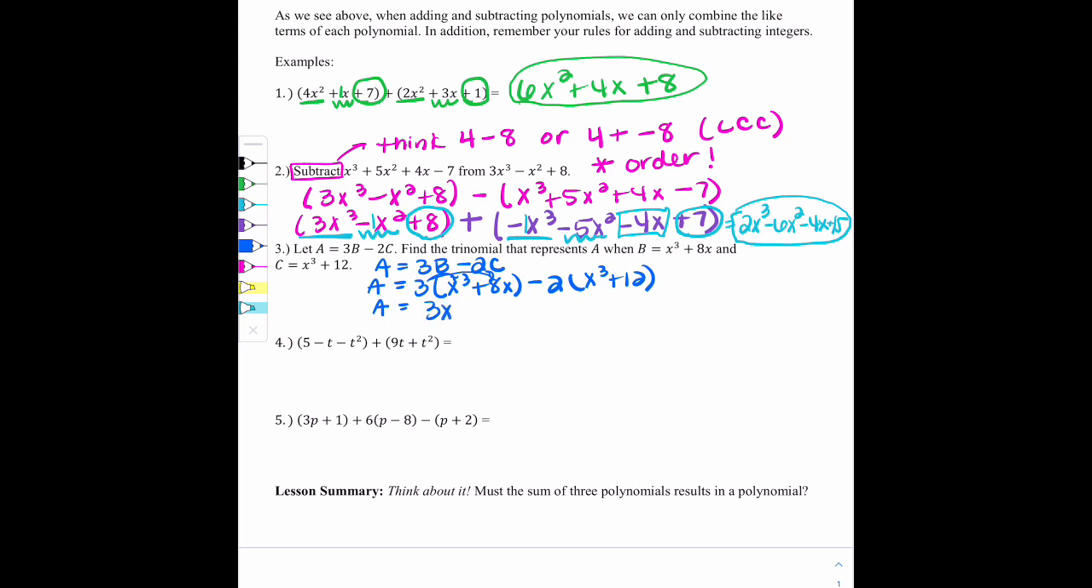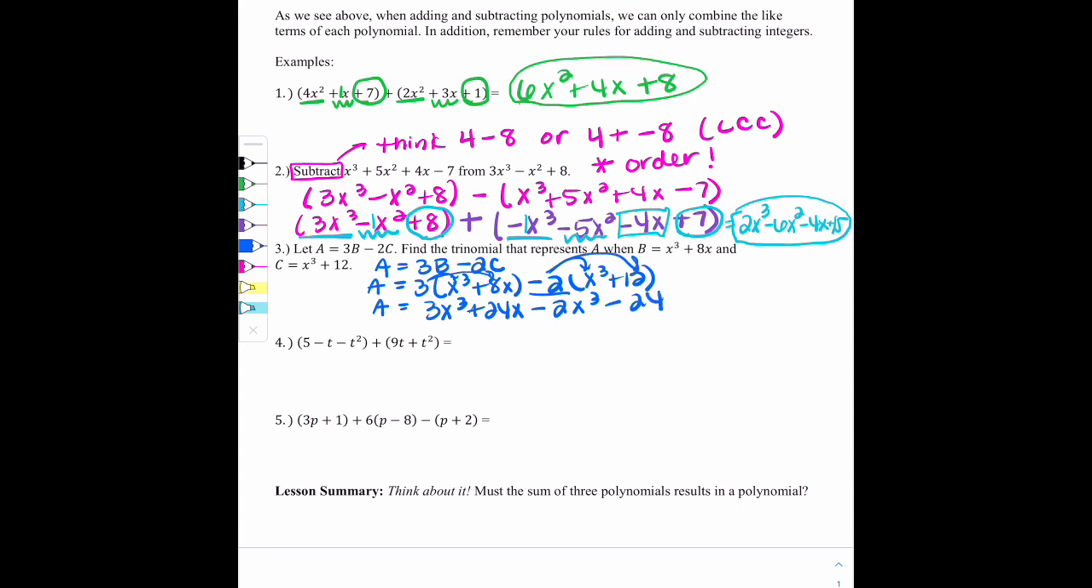And we get 3x cubed, and then 3 times 8x would be 24x. And then when you do distributive with the next piece, think of this as a negative 2. So you're dealing with negatives and positives. So negative 2 times x cubed would be negative 2x cubed. Negative 2 times 12x would be negative 24x.